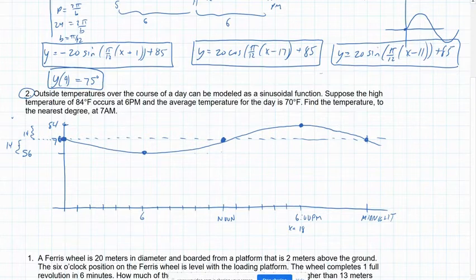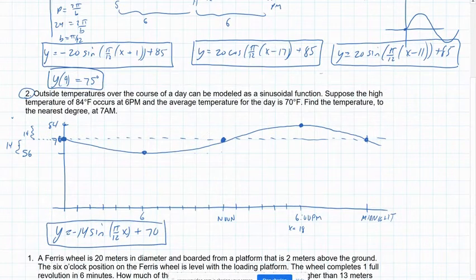If we do it as a sine graph, all we have to do is make it negative because it's an upside down sine graph. So our solution for this one would be y equals negative 14 sine of pi over 12 x plus 70. So there's our equation, and so it says find the temperature at 7 a.m. and so at 7 a.m. if we plug in 7, we have negative 14 sine of pi over 12 times 7 plus 70.